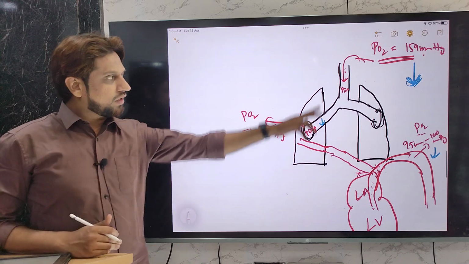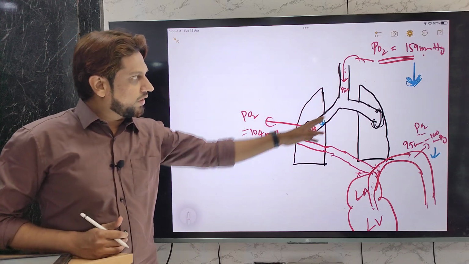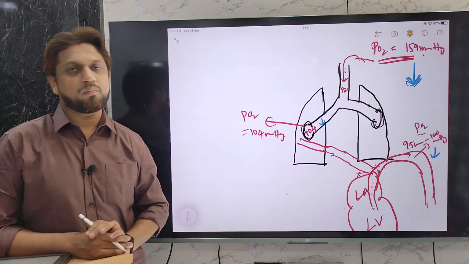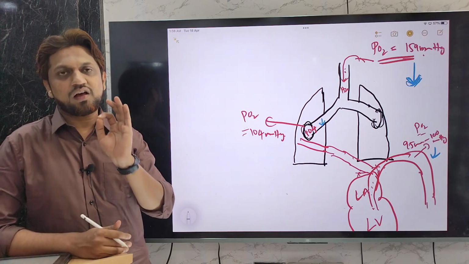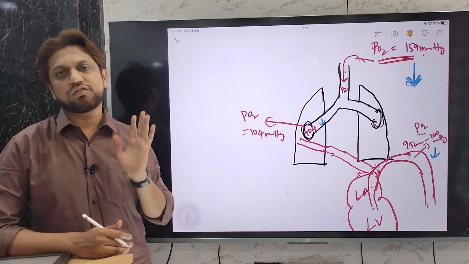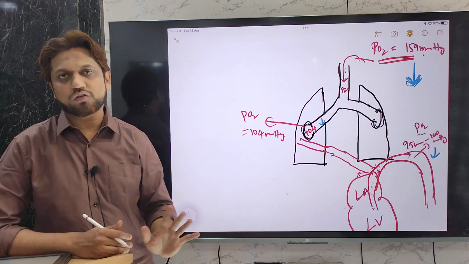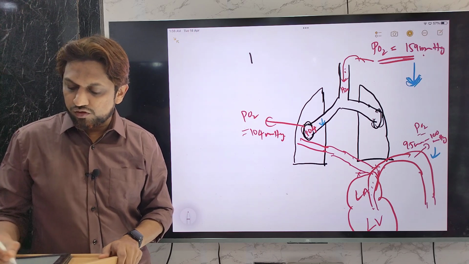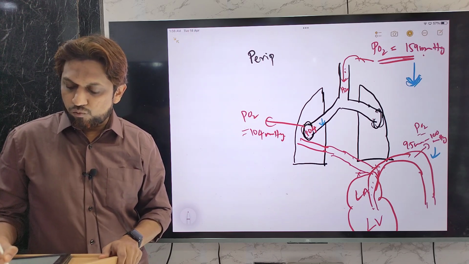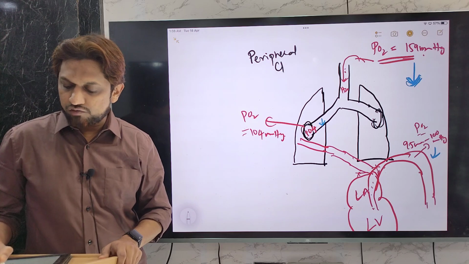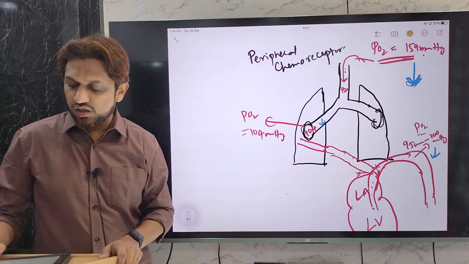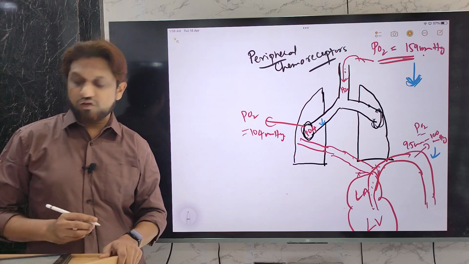See, at high altitude, as I said, there will be a decrease in the oxygen level. Now, which part of our body senses the decrease in the oxygen content or the partial pressure of oxygen in our body? It is sensed by peripheral chemoreceptors. Now, what is this peripheral chemoreceptor, where is it situated? I hope you know this. You might have studied it in the regulation of respiration.